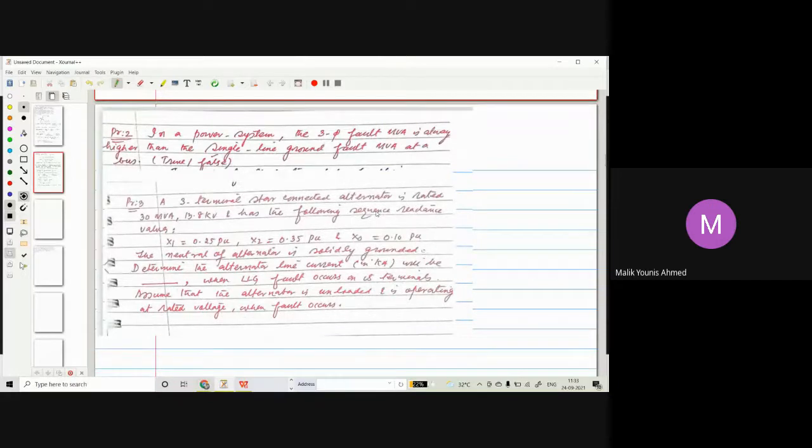Now, in a power system, the three-phase fault MVA is always higher than single line to ground fault MVA at a bus. Is it true or false? Mansha, the question is to you. Yes, sir. In a power system, three-phase fault MVA is always higher than single line to ground fault MVA at a bus. So this is false, I guess.